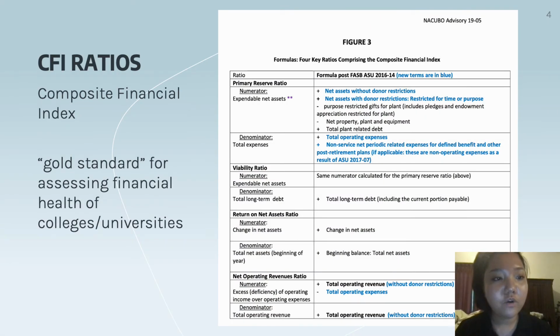I just wanted to go over the CFI ratios, even though it's not in our learning objectives for the exam, but it applies to our research project. CFI stands for Composite Financial Index, and this is from the Kubo, not from the book, because the book is outdated. This is updated for after FASB ASU 2016-14. In this advisory, it gives you pretty much all the updated CFI ratios. Specifically, what was updated is the expendable net assets. As you can see, the new terms are in blue.